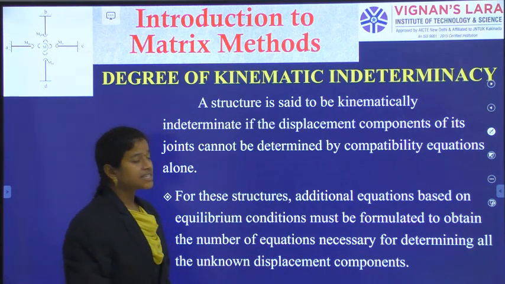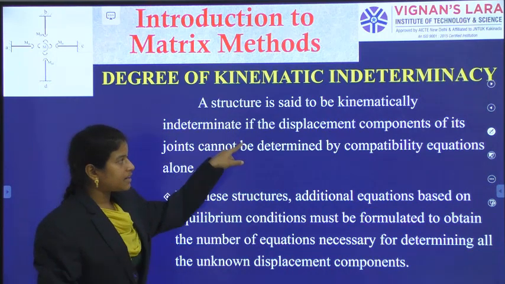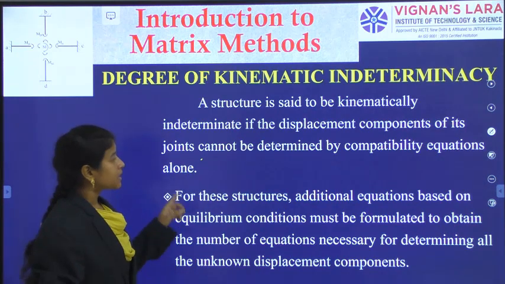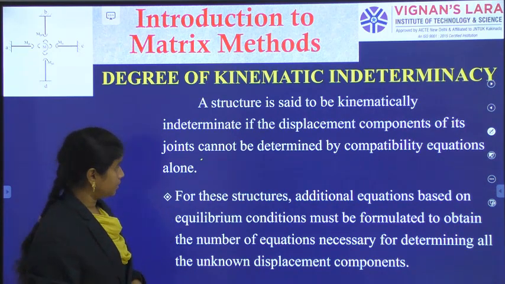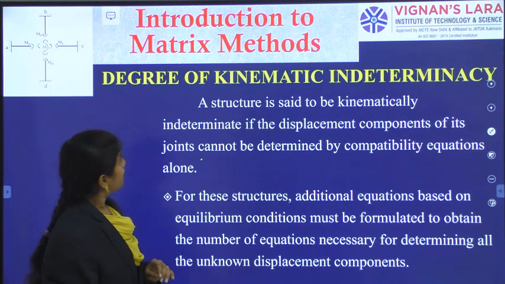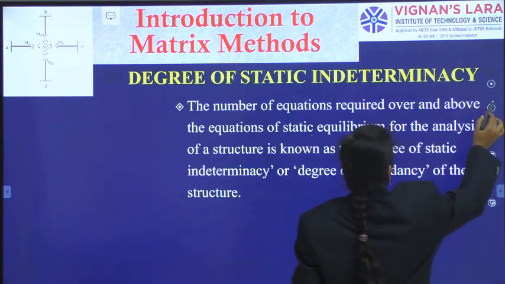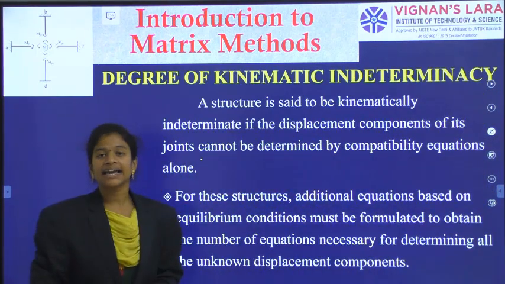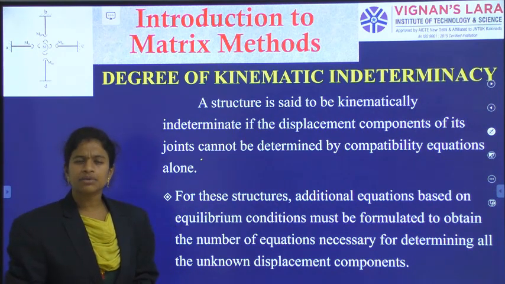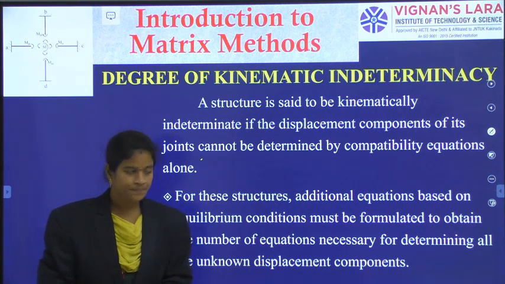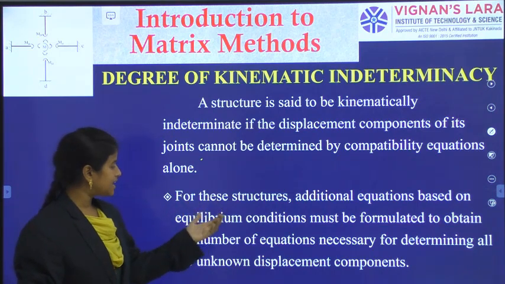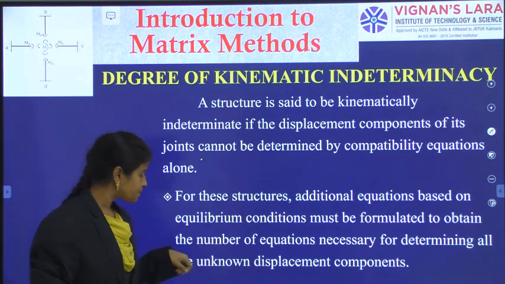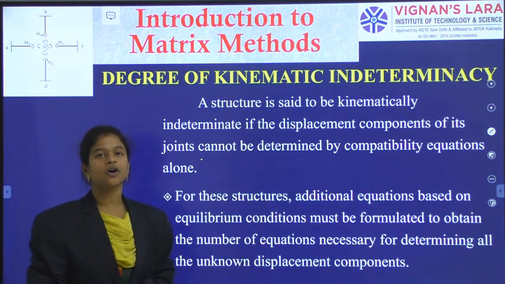Next thing, a structure is said to be kinematically indeterminate if the displacement components of its joints can't be determined by compatibility equations alone. Okay. So, this is static indeterminacy. Next thing is kinematic indeterminacy, degree of kinematic indeterminacy. What is this degree of kinematic indeterminacy? See here, for the structures, additional equations based on the equilibrium conditions must be formulated to obtain the number of equations necessary for determining all the unknown displacement components.